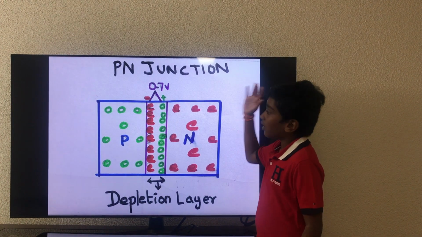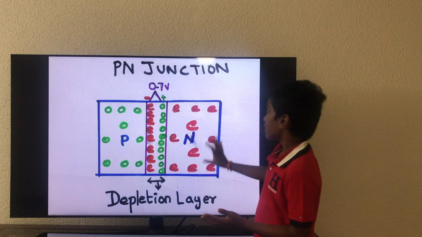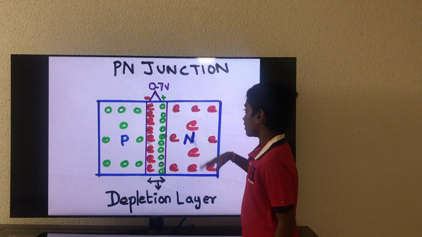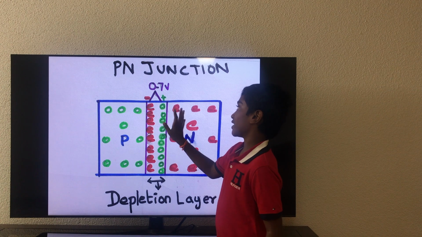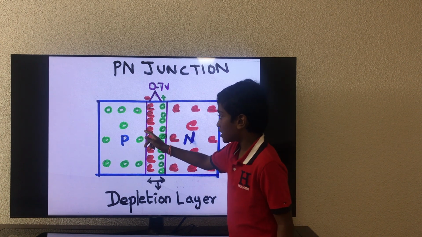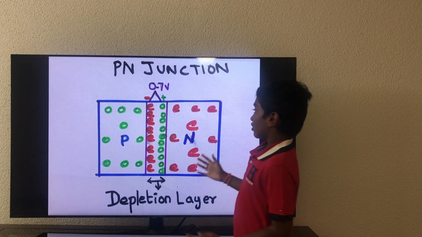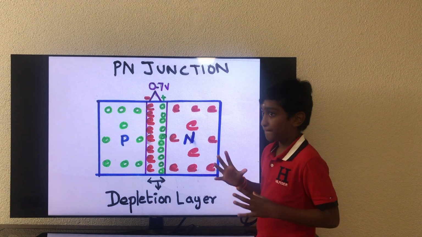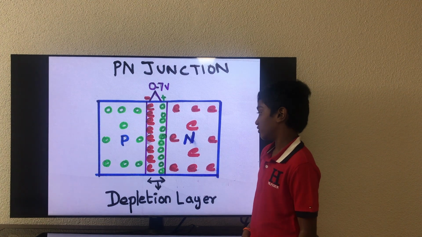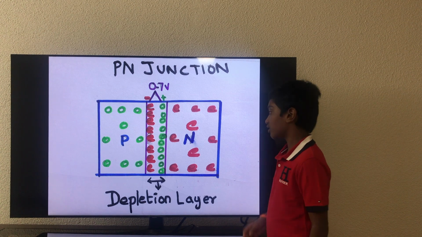Inside a diode, it will look like this. We call this the PN-Junction diode. Here there's the N-type, here there's the P-type. N-type has excess electrons, P-type has excess holes. The excess electrons from the N-type will go to the P-type, and the excess holes from the P-type will go to the N-type. So it'll form a potential difference or a barrier region. The barrier voltage is 0.7 volts. You can call this the barrier region or the depletion layer.